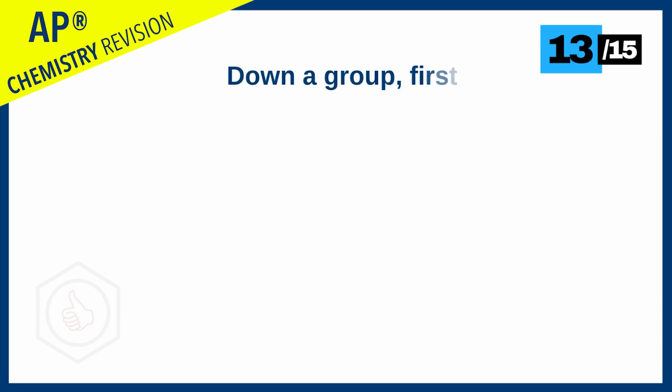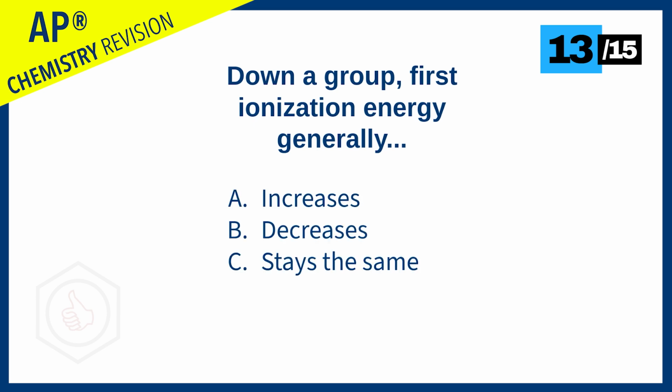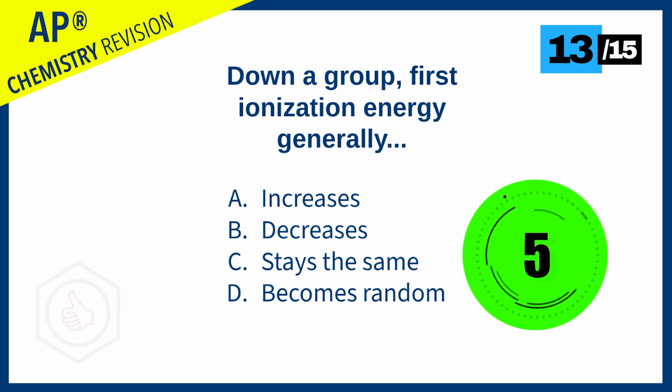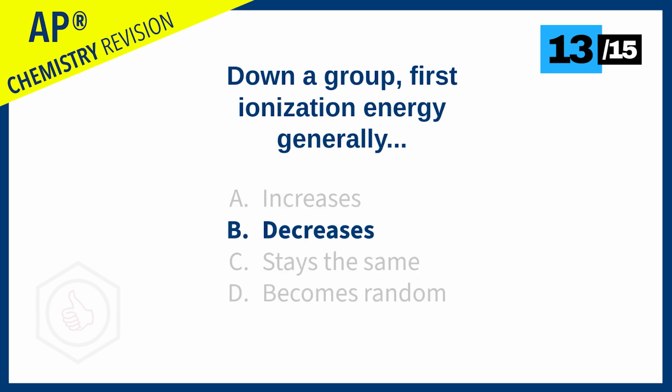Down a group, first ionization energy generally increases, decreases, stays the same, or becomes random. The answer is decreases, because as you go down a group, the outermost shell gets further away from the nucleus of the atom, meaning a weaker attraction from the outer electrons to the nucleus, meaning they're easier to remove.